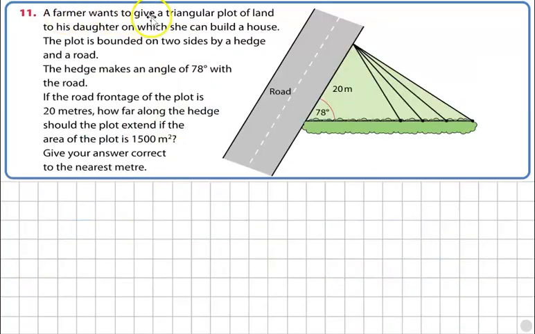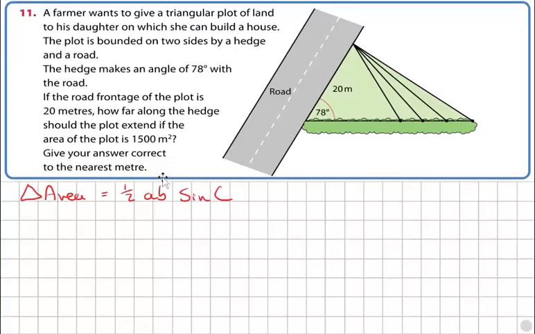A farmer wants to give a triangular plot of land to his daughter on which she can build a house. The plot is bounded on 2 sides by a hedge and a road. The hedge makes an angle of 78 degrees with the road. If the road frontage of the plot is 20 meters, how far along the hedge should the plot extend if the area of the plot is 1500 meters squared? Give your answer correct to the nearest meter.